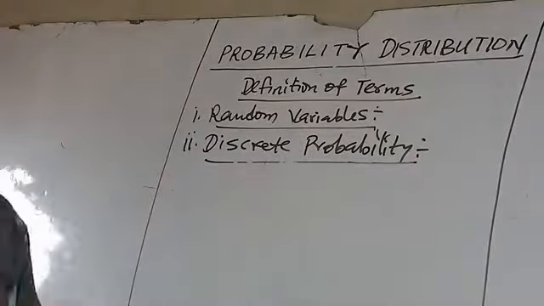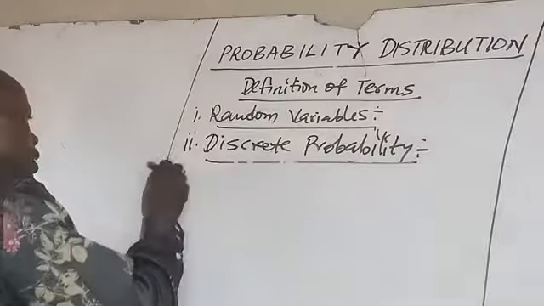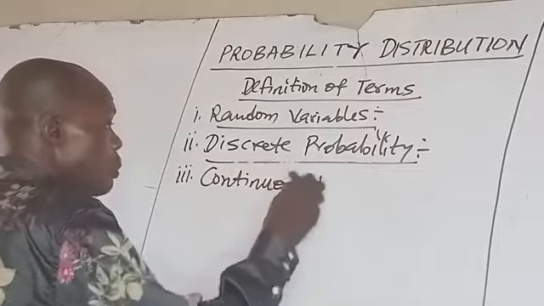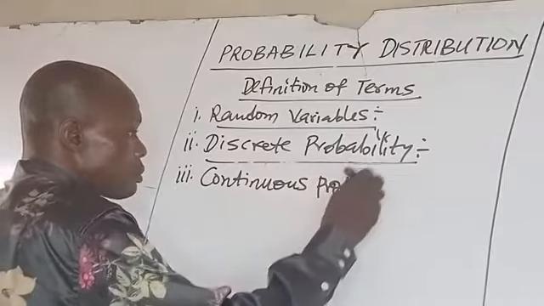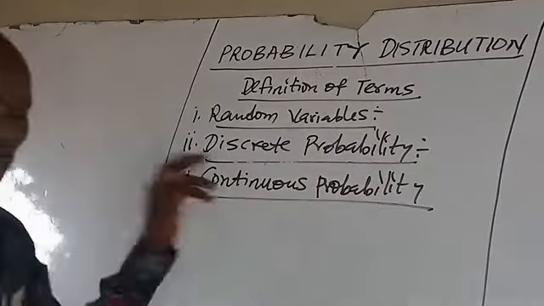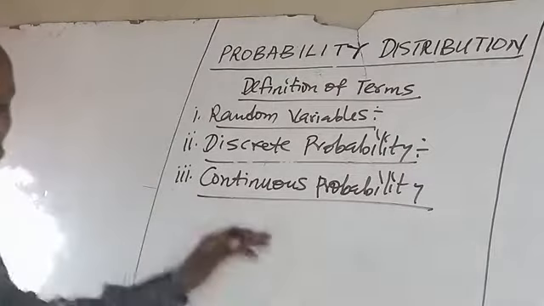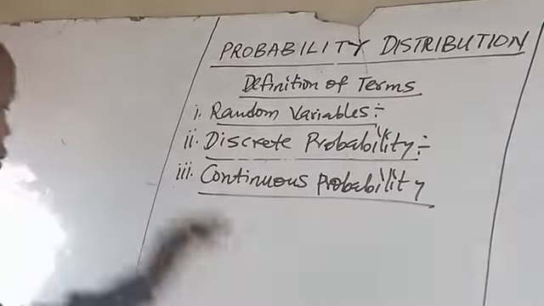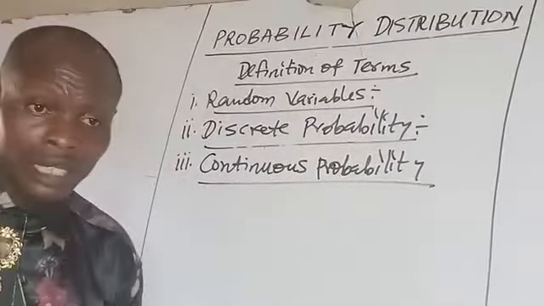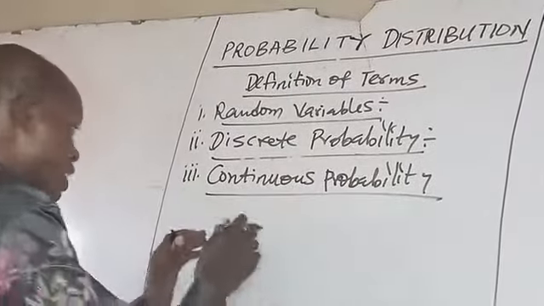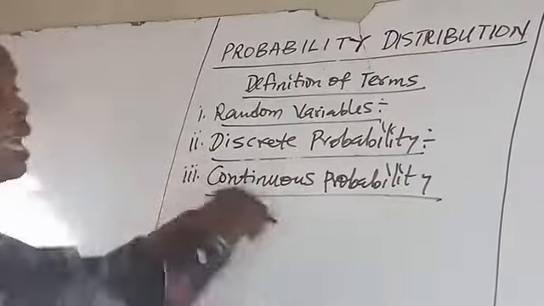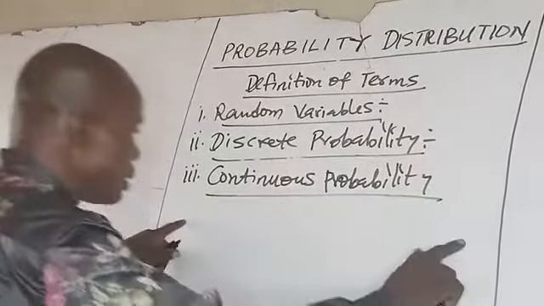Then the next one is continuous probability. Continuous probability distribution is the probability distribution that is permitted to take any value within a range. The probability distribution that is permitted to take any value within a range, where there is a range of numbers. The one that is permitted to take any value from that range of numbers.